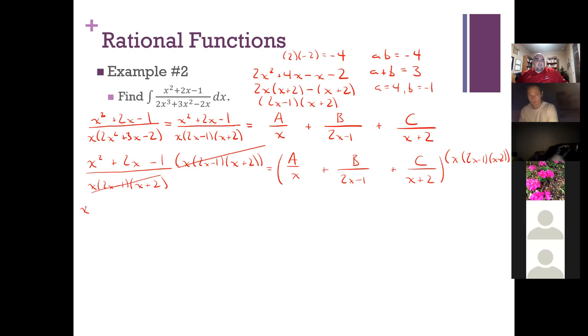This cancels out, so I get x squared plus 2x minus 1 equals, on this first term, the x's are going to cancel, but I'm still going to have A times (2x minus 1)(x plus 2). For this middle term, the 2x minus 1's are going to cancel, so this will be B times x times (x plus 2). And for the last term, I'm going to have C times x times (2x minus 1).